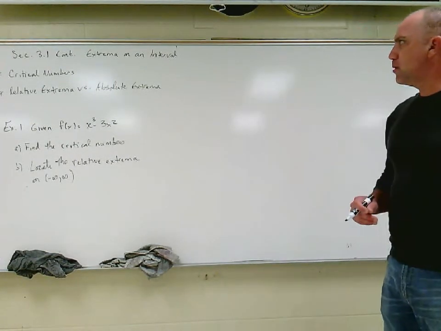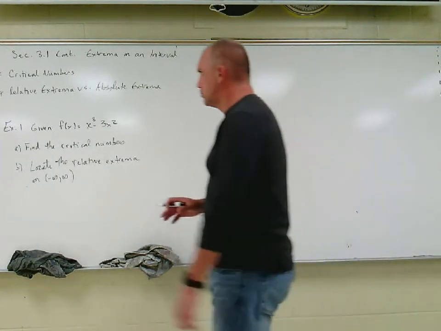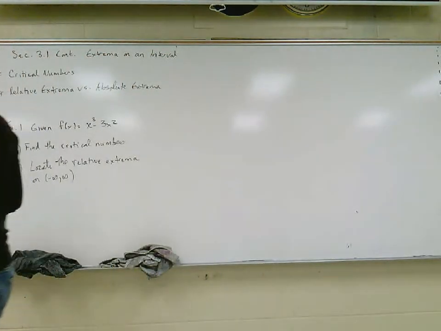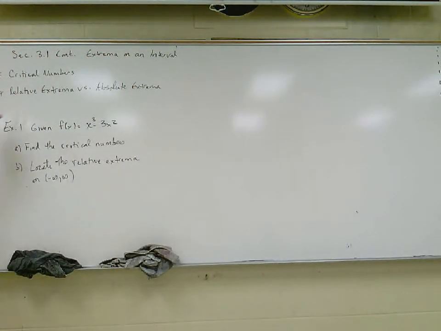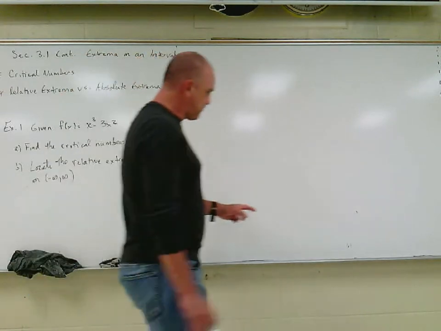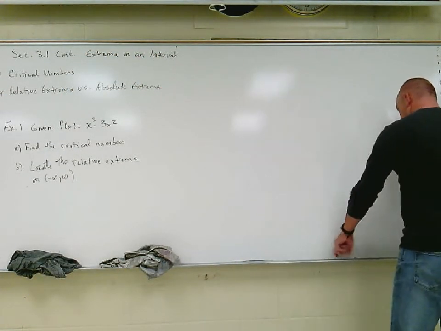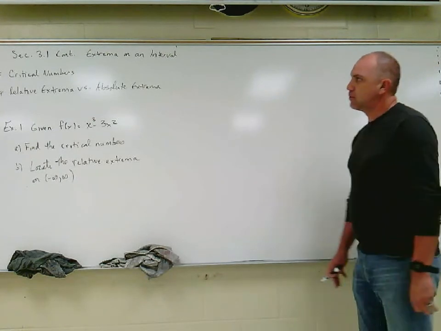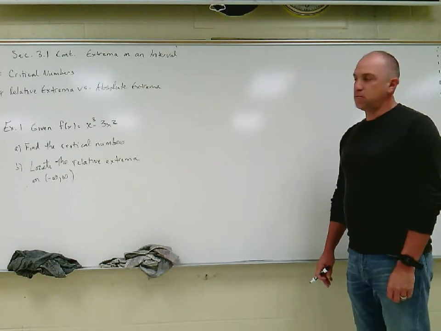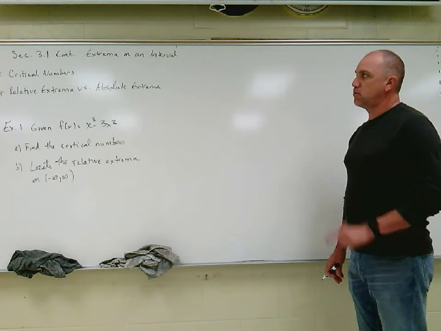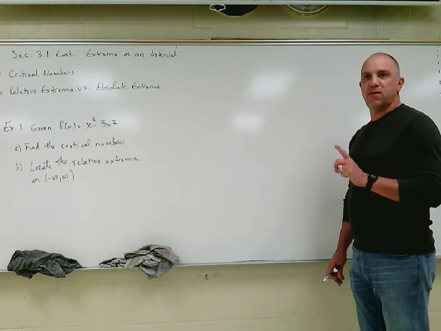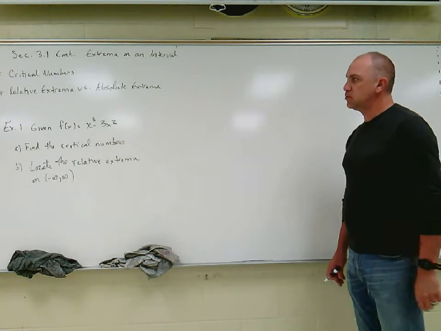So section 3.1 continued, second part, so a little terminology. We're going to look at what are critical numbers. You've been finding them, you just probably don't realize it, but it's the formal name for kind of what you've been doing with the absolute extrema. And then what's the difference in relative max and min and absolute max and min. So we're going to look at that.